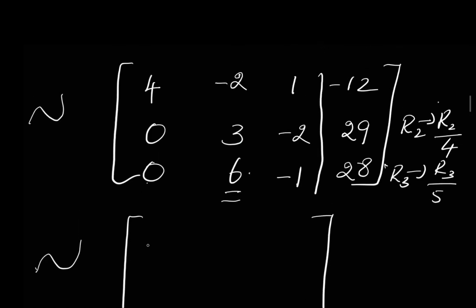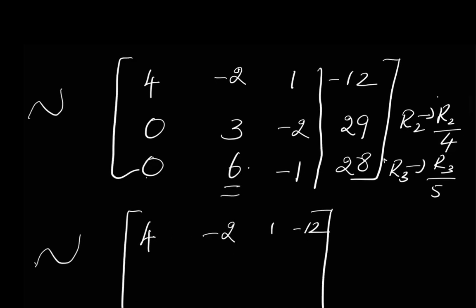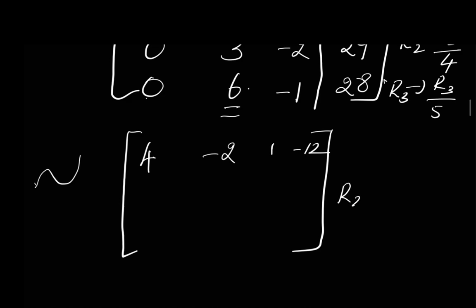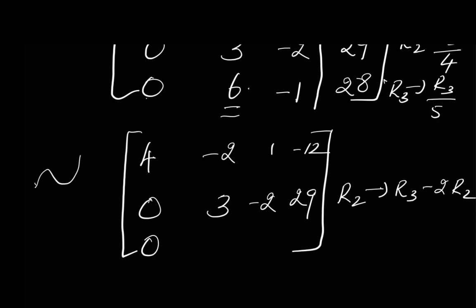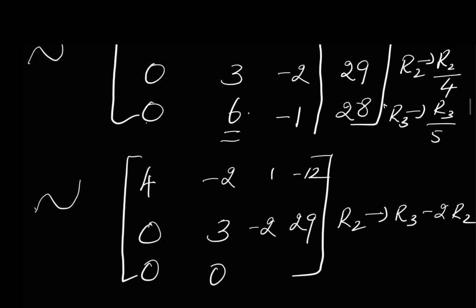So first row you write as it is, 4, minus 2, 1, minus 12. The second row, we make the correction R3. R3 minus 2R2. So as usual, this is 0. Second row also you can write as it is. The third row, R3, 6 minus 6 is 0. This is minus 1 plus 4, that is plus 3. Then this is 28.